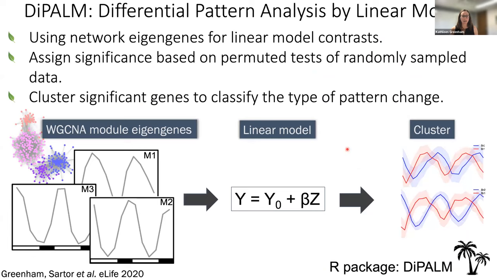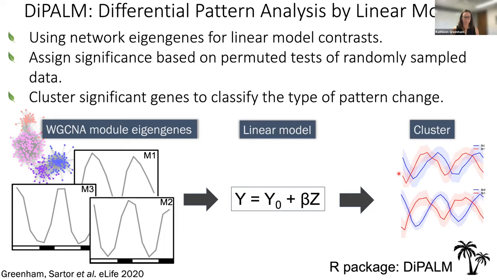But what DiPALM does is it leverages co-expression networks, which identifies all the expression profiles in your data set. We can correlate each gene's expression to those patterns and get a value that's representative of the pattern. And that we can input into a set of linear model contrasts so you can test how a gene's profile changes in response to a treatment or compared to its paralog. You can then take those genes and cluster them to identify genes with similar expression pattern change.